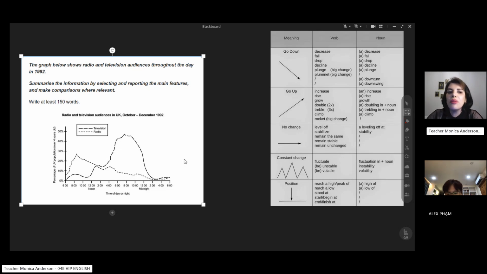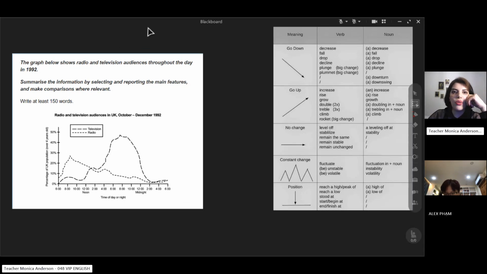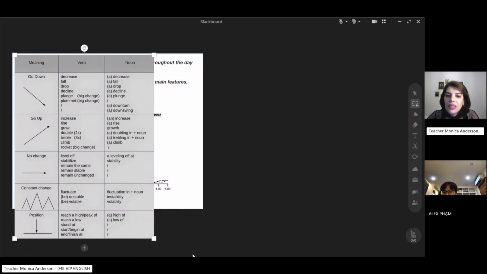But what are main features? As I told you, the most important thing in Writing Task 1 is that you don't have to write about everything. Just pick out 2 or 3 features and you will have plenty to write about. So, step 2: how to identify the main features. I'm going to write some questions on the board, because these are the questions you need to answer in order to write. If you answer these questions, you can find your main features.